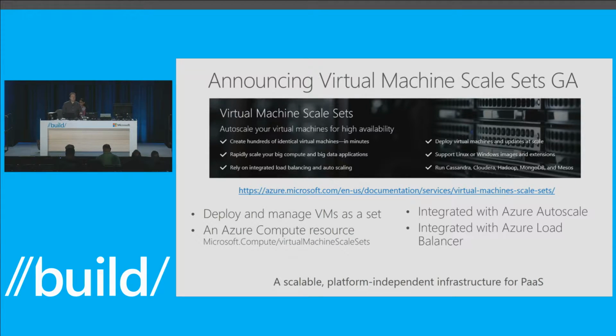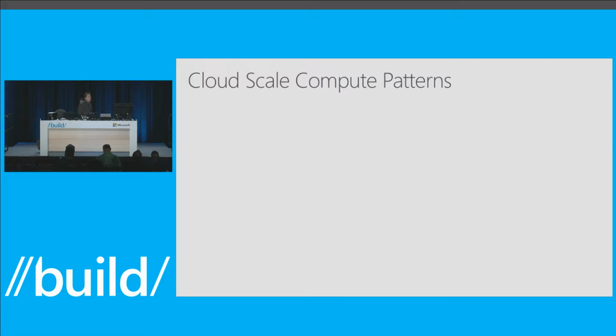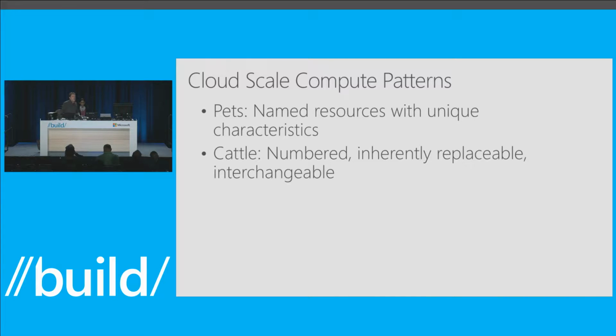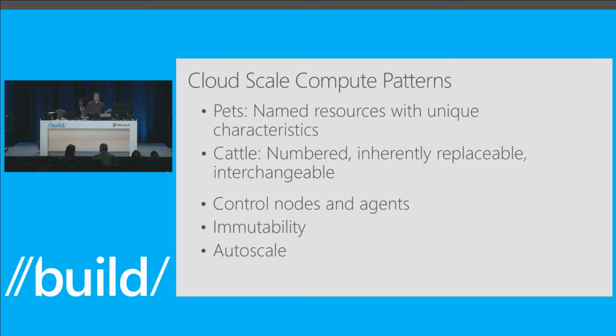So when I say cloud scale compute patterns, let's look at that a little bit. I'm guessing that most of you are familiar with the cattle versus pets analogy, where pets are your virtual machines that you give individual names, they have unique characteristics, you take care of them, there's a management overhead that doesn't really scale out to cloud scale. So you have the concept of cattle, where machines are numbered, they're inherently replaceable, interchangeable, with much less overhead managing them at scale. That's the basic analogy, but of course there are nuances to that.